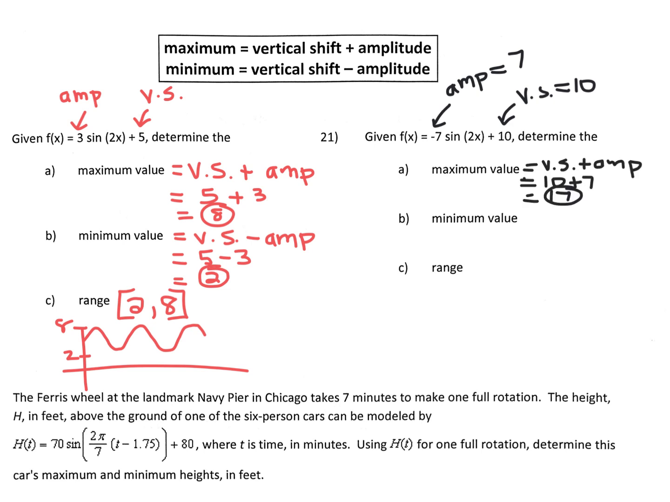All right, so for the maximum, we just do the vertical shift plus the amp. So 10 plus 7 is 17. For the minimum, we just do the vertical shift minus the amp. So 10 minus 7, which is 3. And then as far as the range goes, we know the range just goes from the lowest, the minimum value, which is 3, all the way up to the maximum value, which is 17. All right, so there we go.